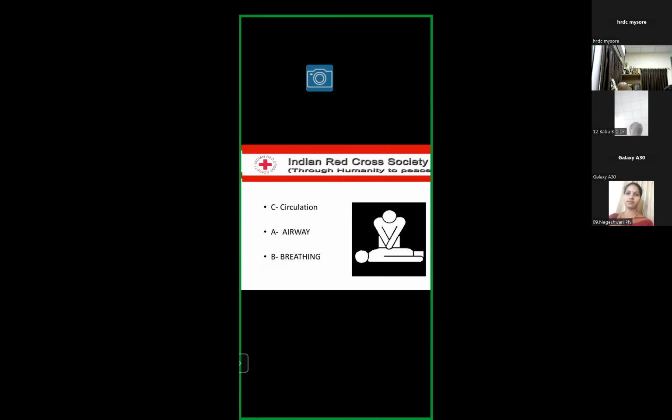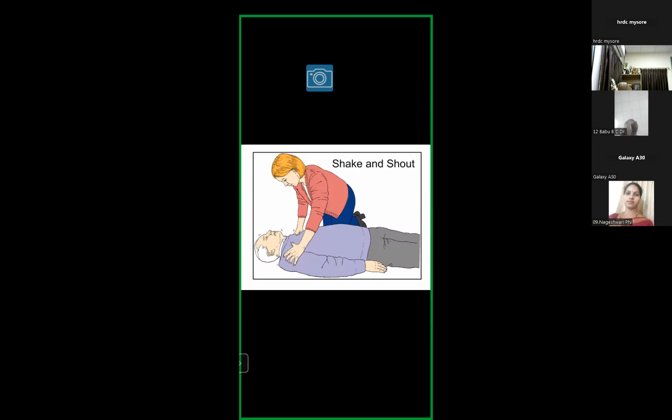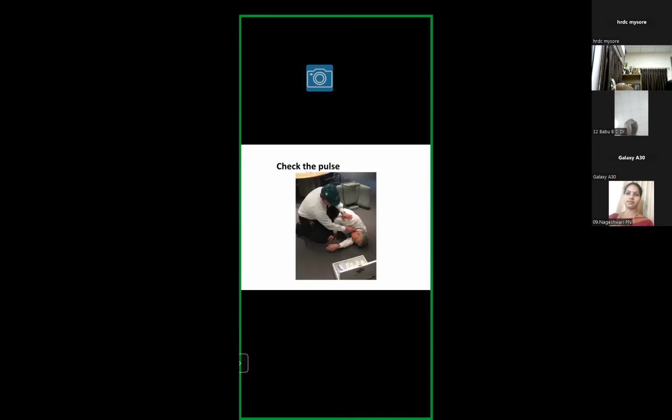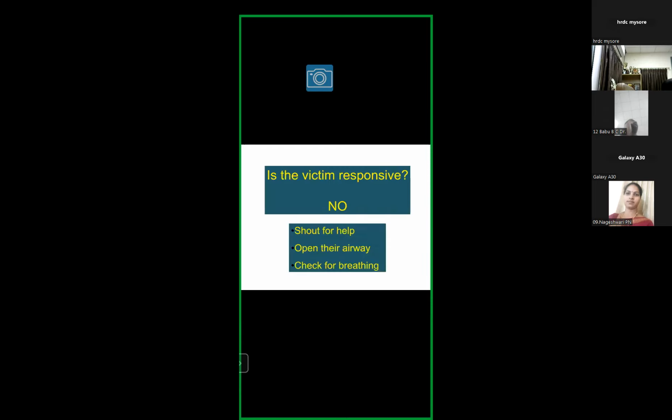Okay, all right. So we just stopped here at this one. First, try to wake up the person. So when you are trying to wake up the person, shake and shout. All right. So shake and shout is the correct method to wake him up. If he is not responding, check the pulsation, carotid pulse.